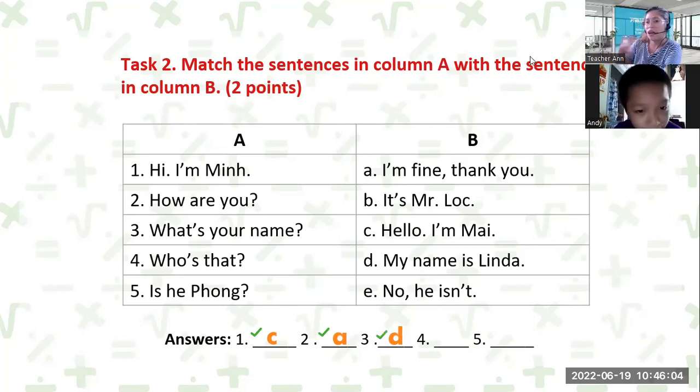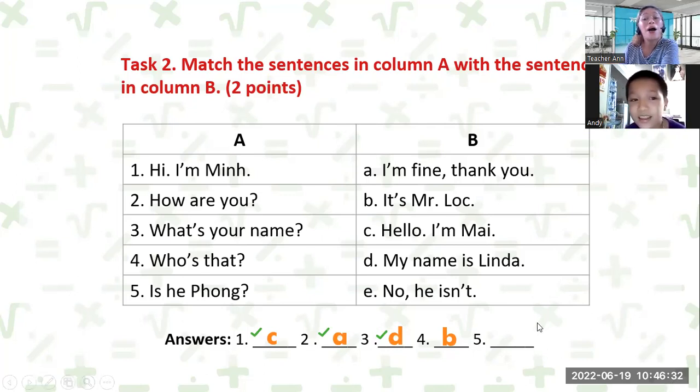Who is that? What is your answer? B. Okay, what is letter B? Can you read letter B? Who is that? Is it Mr. Lo? Okay, it's Mr. Lo. Okay. Five. Is he Fong?